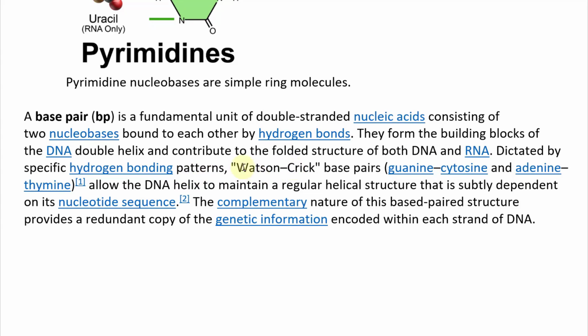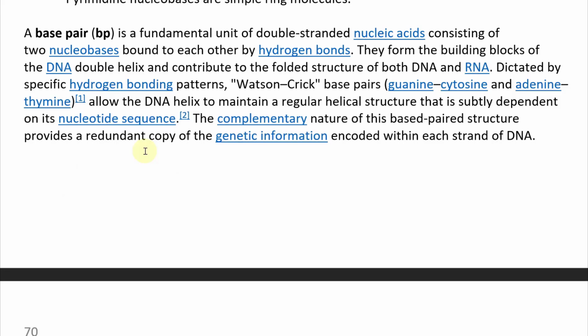Then you have these types, the Watson-Crick base pairs: the guanine and cytosine pair, and adenine and thymine pair, or I'll just say GC and AT. They allow the DNA helix to maintain a regular helical structure that is subtly dependent on its nucleotide sequences. It depends on the sequences, and that forms the code for genetic material, or building blocks for bigger substances such as proteins and so on.